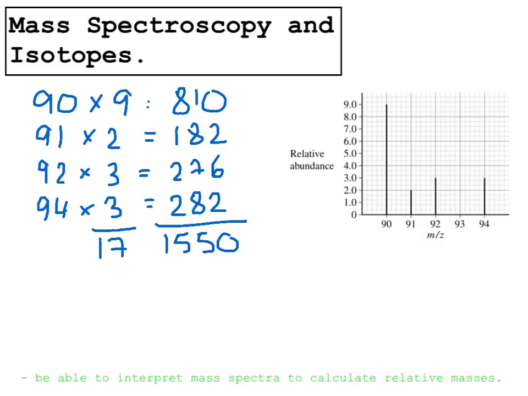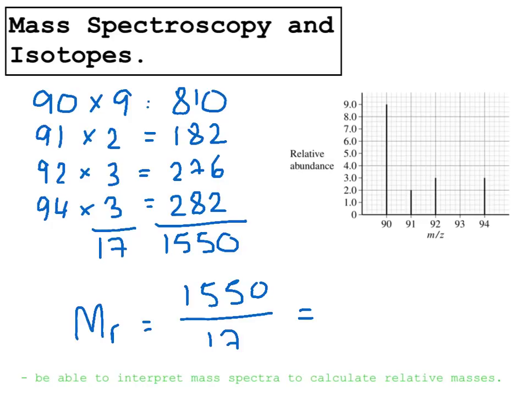The last step is to divide the number that you got from adding up all of the multiplications by the addition of all the relative abundances. So finally, to work out the relative mass of this sample, you're going to do 1,550 divided by 17, and that gives us an answer of 91.2. Now notice that this final answer is between the masses that are in the sample. It's a number that is between 90 and 94.